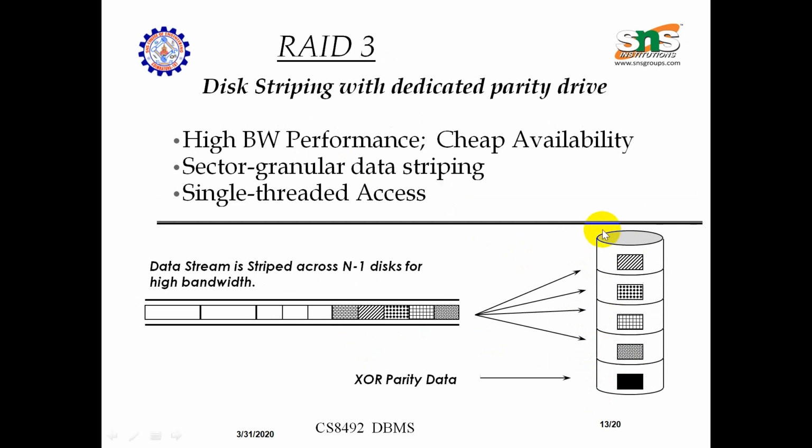So the advantages: high bandwidth performance, cheap availability, sector granularity data striping, and single thread access. Data is accessed based on single thread access. So the data stream is striped across n-1 disks for high bandwidth. So this is the XOR parity data. Disk 1, disk 2, disk 3, and the last one is the XOR parity data.